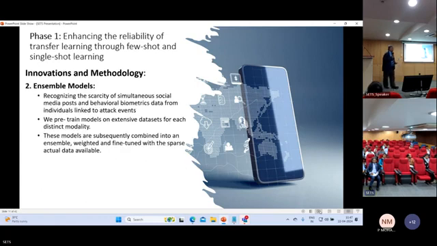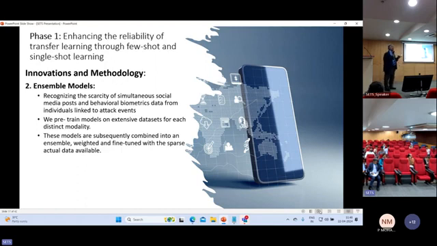Now, we use what we call ensemble models. Sometimes there is a problem of scarcity in having social media posts and behavioral metrics data from individuals simultaneously during the attack. So we pre-train models on data sets for each distinct modality. We have a program on the system which does that. These models are subsequently combined into a weighted ensemble model and fine-tuned with the sparse actual data available.